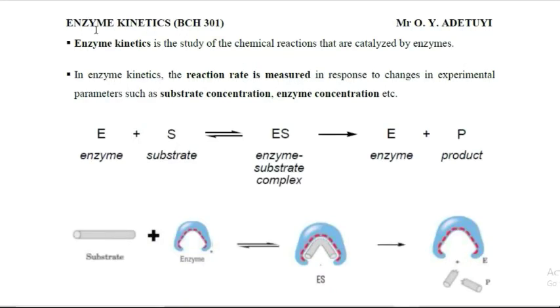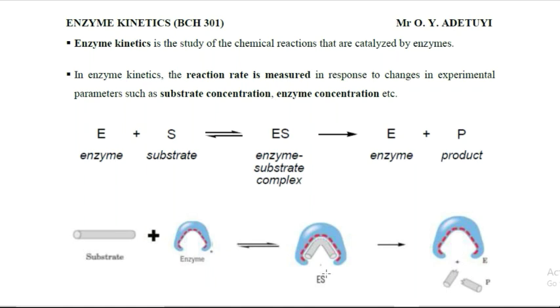So this is enzyme kinetics. As you've seen from the video or from the slide, enzyme kinetics is the study of chemical reactions that are catalyzed by enzymes. This helps us to know whether the enzyme is fast, slow, whether it's spontaneous, whether it needs a cofactor or the other. This gives us a proper definition of the properties of the enzyme.